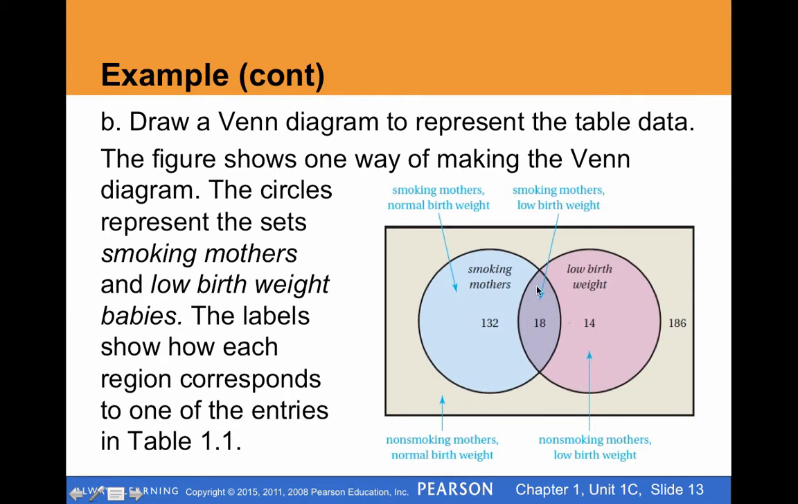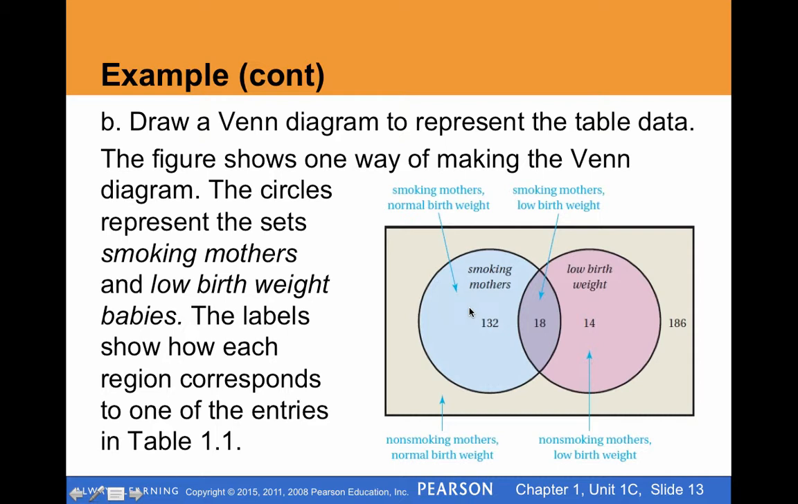Now remember, there is no overlap between these. Some of these 18 people are not some of these 132, and some of these 18 are not some of these 14. There are other questions that I can answer. For instance, how many smoking mothers are there? Well, you might just say, oh, there's 132. Well, there's 132 smoking mothers who had normal birth weight, and 18 smoking mothers who had low birth weight. So there's actually 150 smoking mothers. They're all contained within this circle.